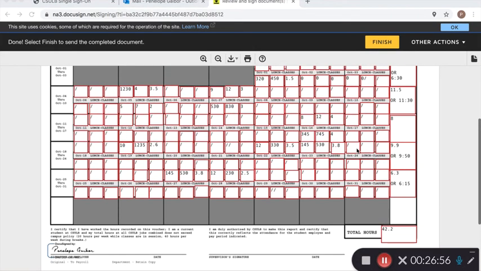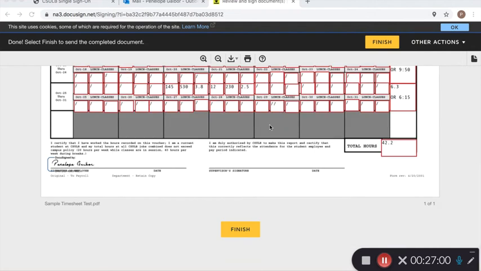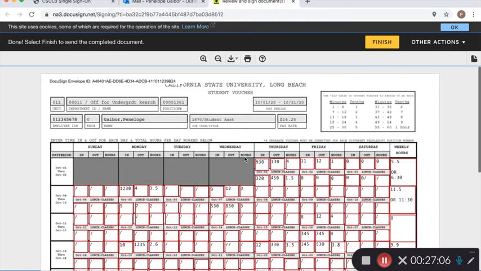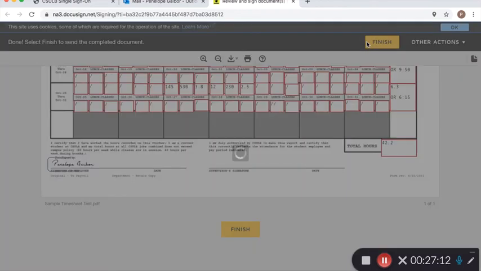Okay, now I want to show you what happens after you submit your document. So everything's already filled out. I can submit my document now. I should be able to. It should give me the option. So as you can see, it says right here, done, finish.